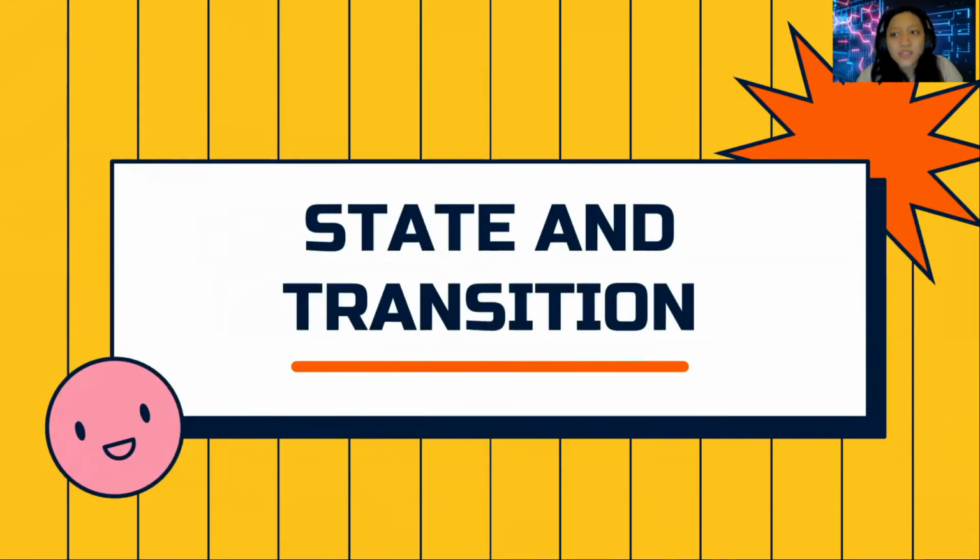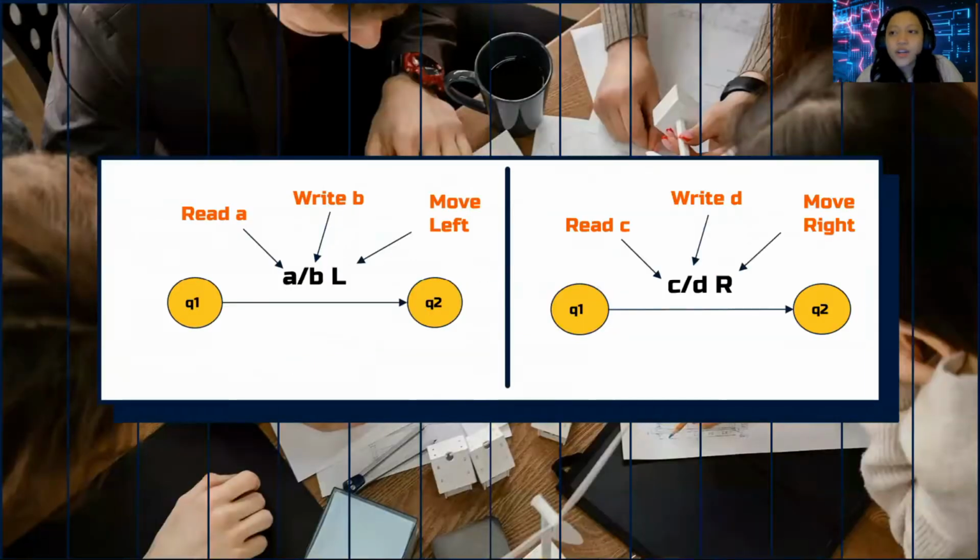Next is the state and transitions. Here, I have two examples. The first example will read A, write B, and move the head to the left. In example 2, it will read C, write D, and move the head to the right.